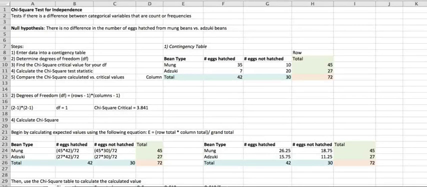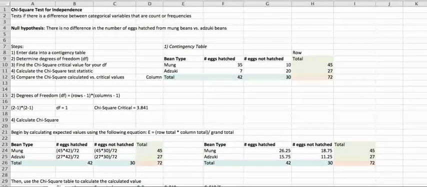This chi-square builds off of the more familiar chi-square where you're comparing observed and expected values. The difference here is that we don't have expected values. We actually are going to need to use the data that we've collected to determine our expected values.